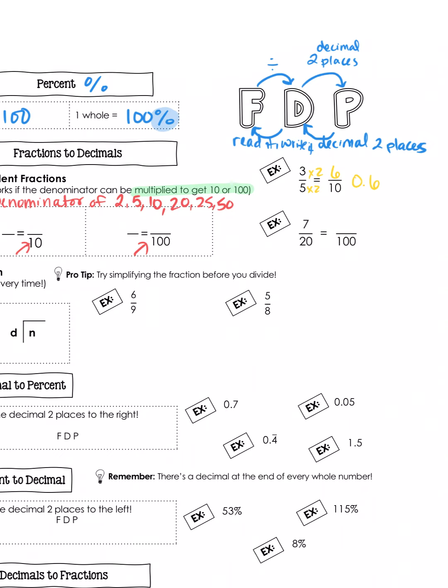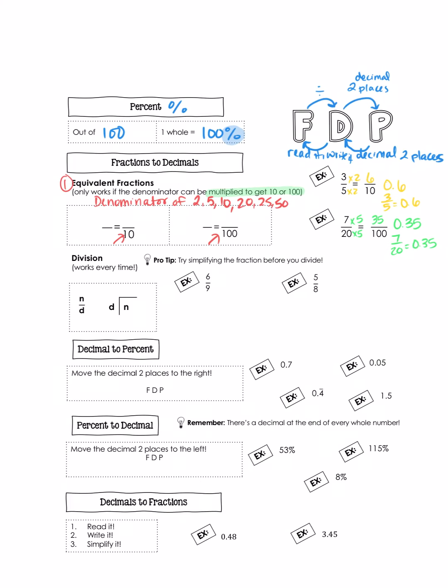Another example is 7/20. I can multiply 20 times 5 and 7 times 5. So essentially I'm still multiplying by 1 whole. And that's 35/100, which is read as 35 hundredths. So 7/20 is equal to 35/100. But that does not always work, because that only works if you have those certain denominators.